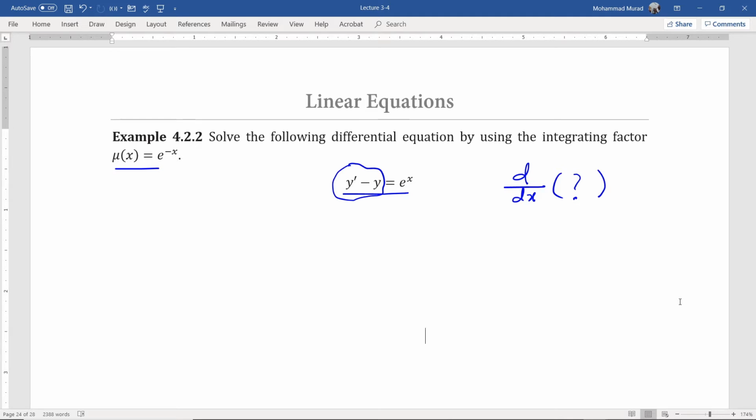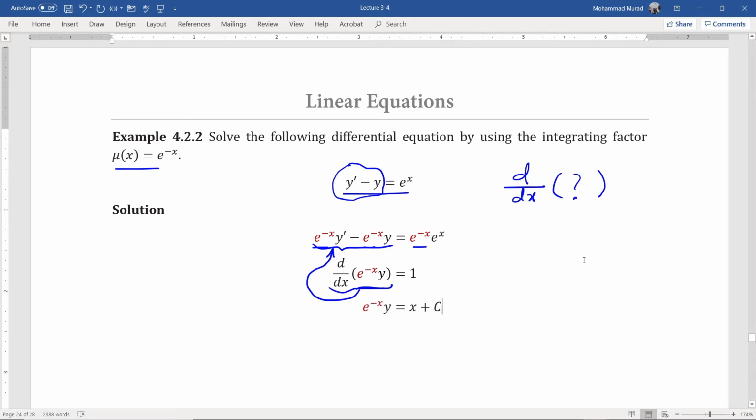Let's try the method discovered by Leibniz. We first multiply the given equation through by the quantity e to the negative x as given. Now, the left-hand side of this resulting equation can be put as a derivative of the quantity e to the negative x times y. Please verify. And the right-hand side simply becomes 1.